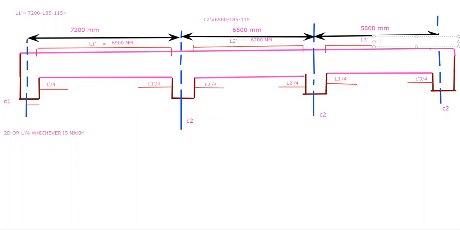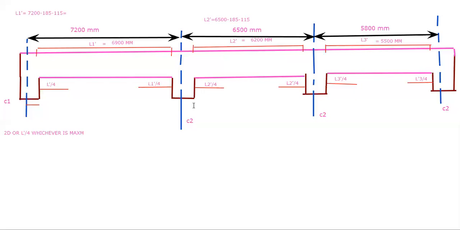L3 dash is equal to 5800. So minus 185 from this side and 115 from that side. So 5500. Okay. So we have calculated the effective length.